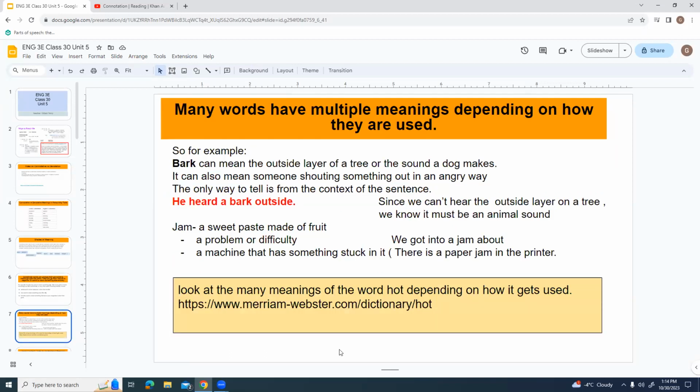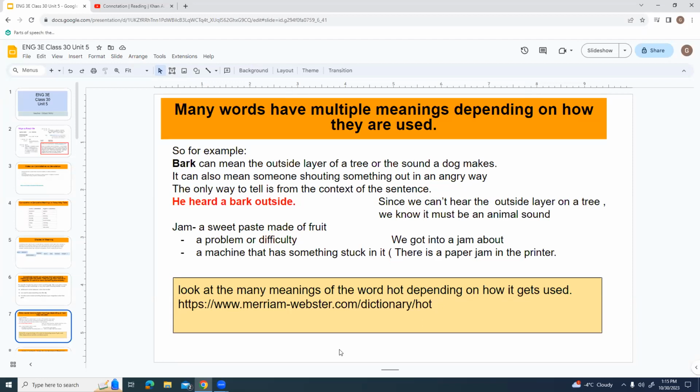Oh, the other thing, many words also have multiple meanings depending on how they're used. So, for example, bark can mean the outside layer of a tree, or it could mean the sound a dog makes, or it could also mean somebody shouting something out in an angry way that makes us think of the way a dog barks. So, a lot of times, the only way to tell is from the context of the sentence. So, for example, if I say he heard a bark outside, well, we know we can't hear the outside layer of a tree, so it must be an animal sound.